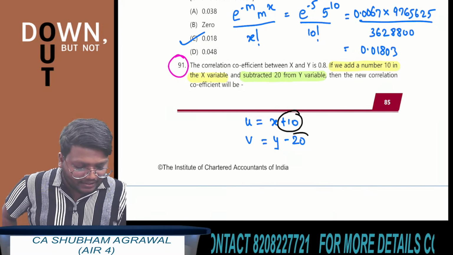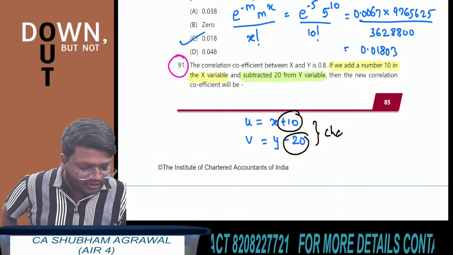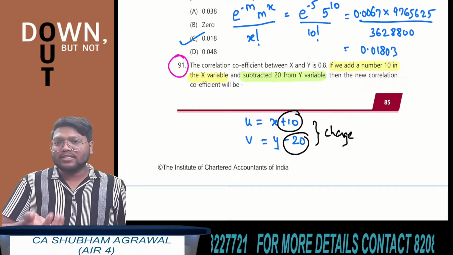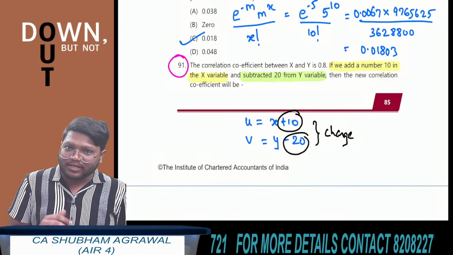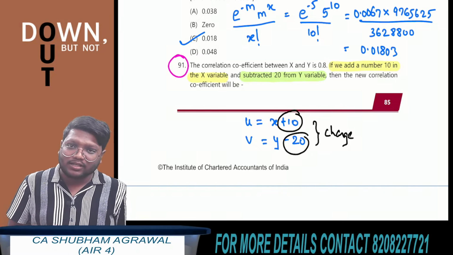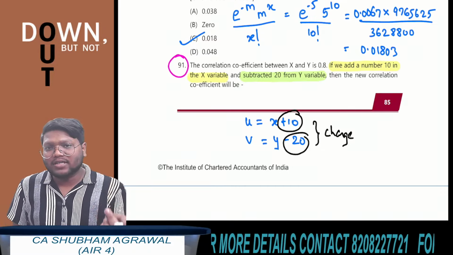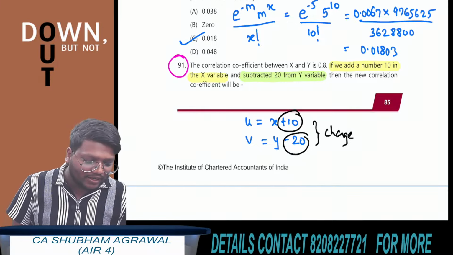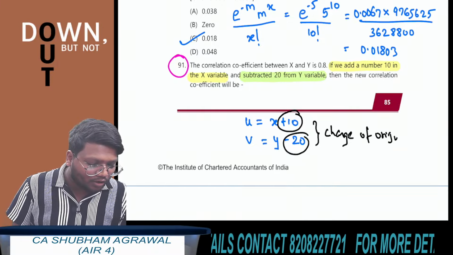This plus 10 and this minus 20, are these change of scale or change of origin? Sorry, this is change of origin. If we are adding some constant to the variable, or subtracting some constant from the variable, it is called change of origin. If you are multiplying the variable by some constant, or dividing the variable by some constant, it is called change of scale. So this plus 10 and minus 20 is change of origin.